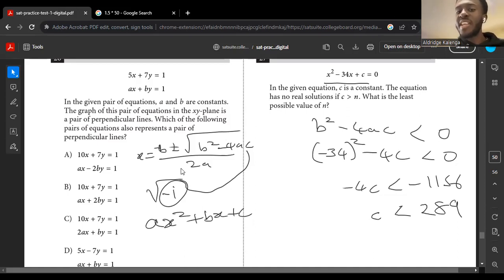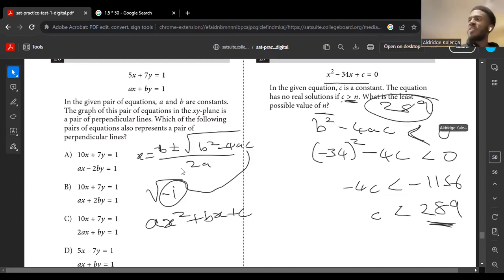So you can see the equation has no real solution if c is greater than n. So what's the least possible value of n? It has to be 289. That's the smallest possible value of n, because anything greater than that will give you a negative number. Now this will become less than 0, and so your answer here is 289.